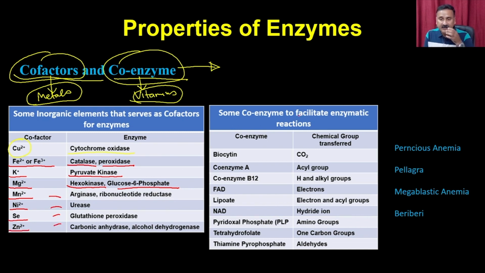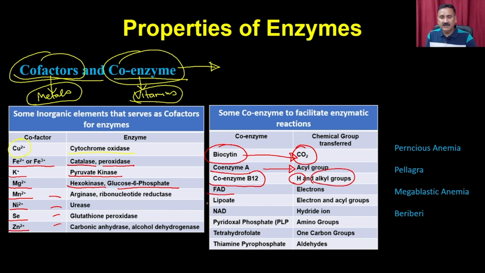Similarly, we have the coenzymes, which also facilitate different types of chemical reactions. For example, we have biocytin. Biocytin works for the carboxylation and decarboxylation reactions, so it is working in terms of transferring carboxylate groups. Then we have coenzyme A. Coenzyme A facilitates the transfer of the acyl group. Then we have coenzyme B12, which works for the transfer of hydrogen or alkyl groups between different molecules.